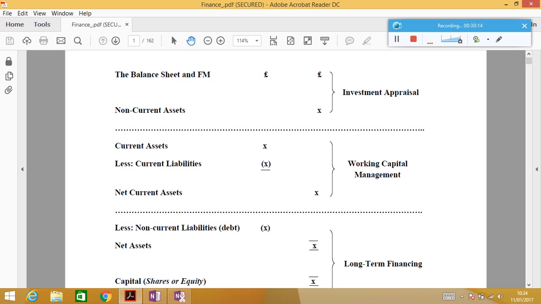Next we have the working capital management. This is topic number 2, which we will start on the next class. Quite a long topic. It takes 3 to 4 classes to finish this.